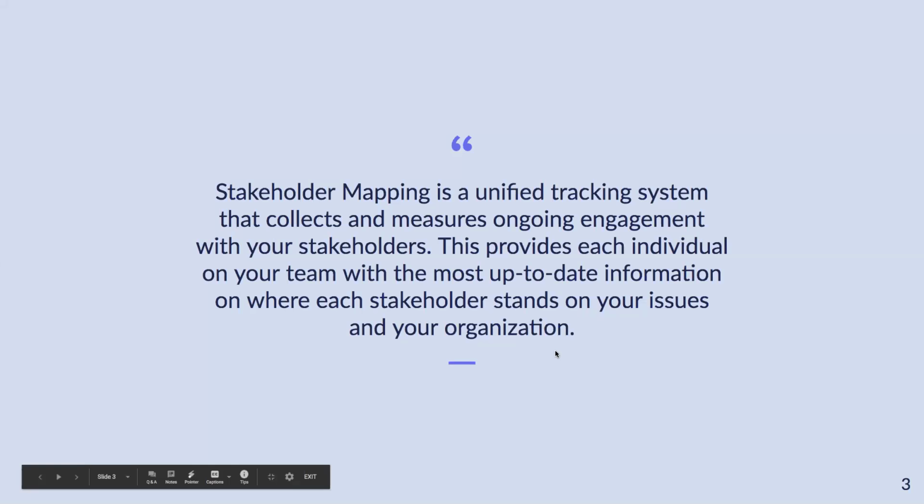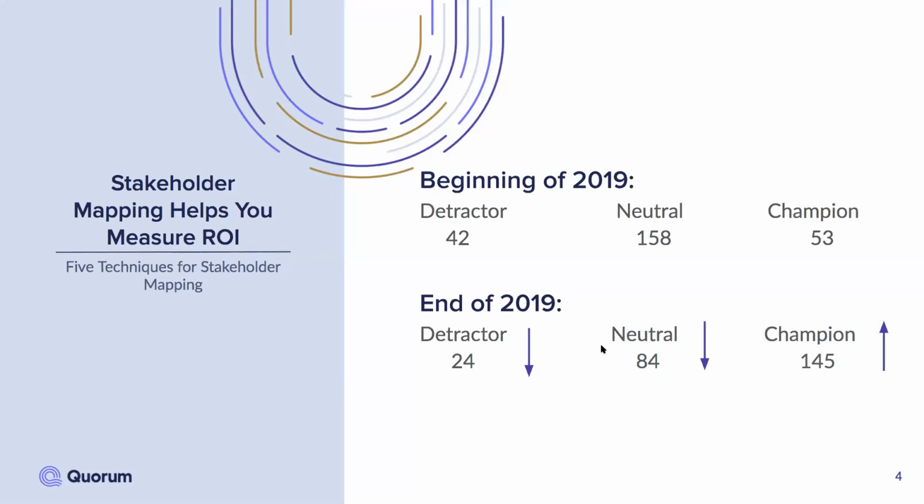Now, moving into the content of our day, what is stakeholder mapping? Stakeholder mapping is a unified tracking system that collects and measures ongoing engagement with your stakeholders. This provides each individual on your team with the most up-to-date information on where each stakeholder stands on your issues and on your organization. Stakeholder mapping is a critical step in stakeholder engagement strategy that allows you to identify and track who your most important stakeholders are.